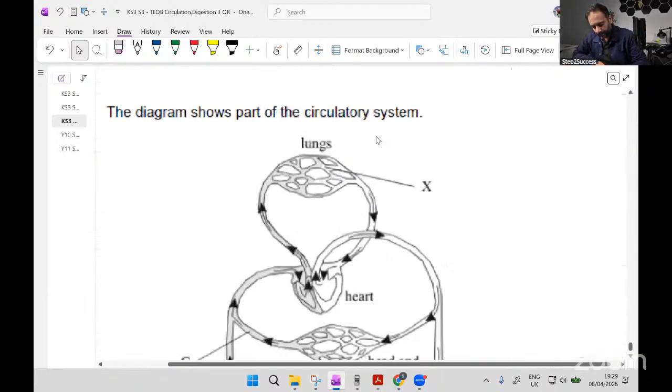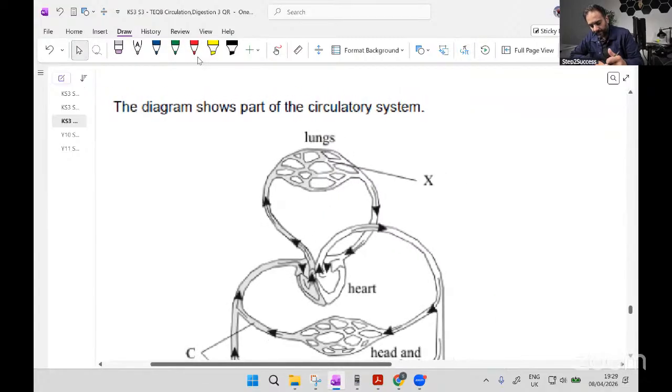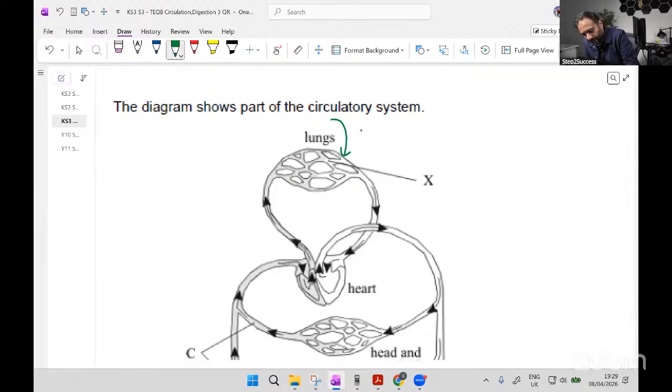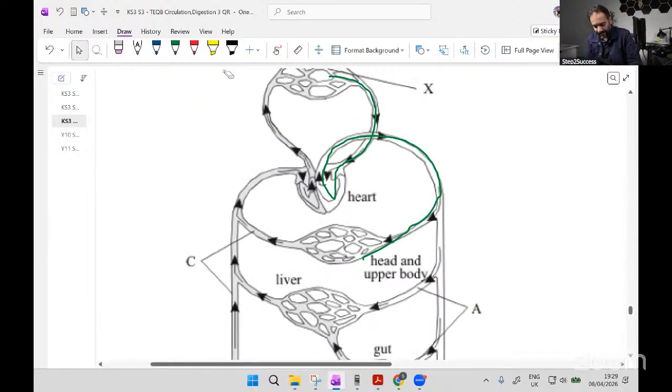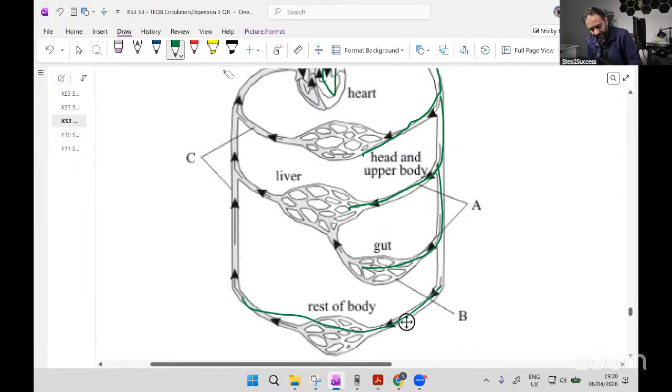Okay, so let me just explain what's going on here briefly. I'm going to do the whole thing just very quickly for everybody. That'll be helpful. These are your lungs. What happens at your lungs? You breathe in oxygen. That oxygen is then taken to your heart, if you just follow my arrow. It is then pumped from the heart all around your body, everywhere. So it goes to your head and upper body. Some of it goes to your liver and your gut. Some of it goes to the rest of your body. Eventually, it comes back, right?